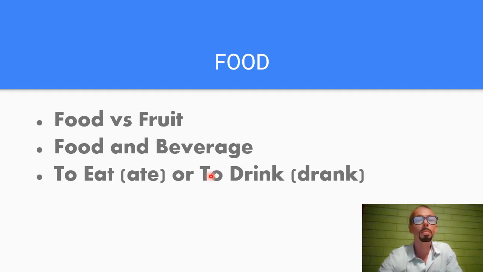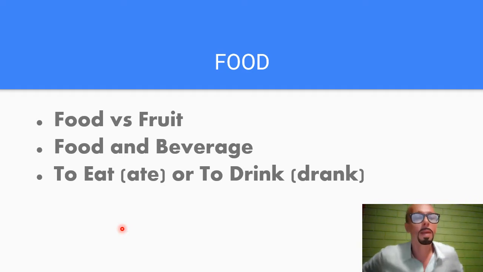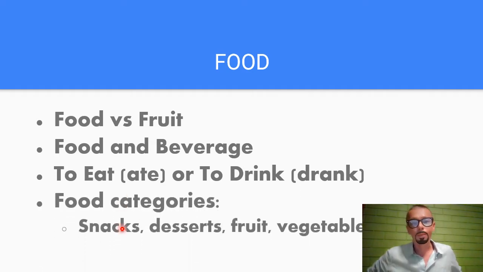And the same thing about drinks. For example, I can ask you a question, what did you have for breakfast? And you can say, I drank milk, or I drank cocoa, or I ate cereal. Right? If you choose food, use the verb eat. If you choose a beverage, let's use the verb drink.